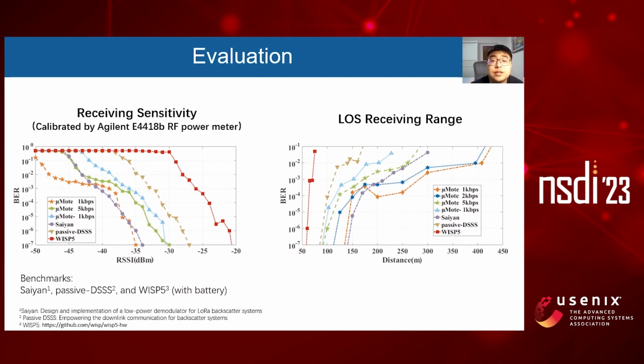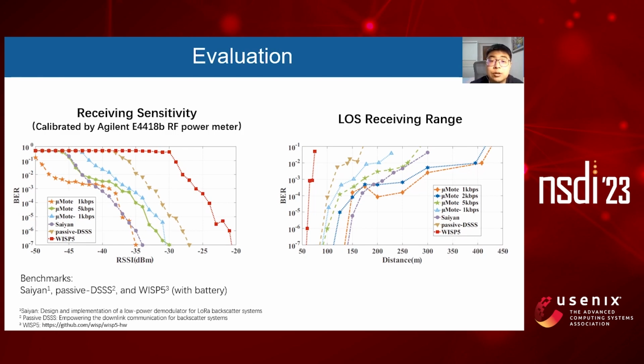In the evaluation section, we use the same passive D-spreading and WISP-V as benchmarks. Firstly, we measure the receiving sensitivities of μMote prototypes and benchmarks. When the bit error rate is less than 1%, the μMote reaches a receiving sensitivity of about minus 48 dBm. The receiving sensitivities of WISP-V, SINR, and passive D-spreading are minus 28 dBm, minus 43 dBm, and minus 35 dBm.